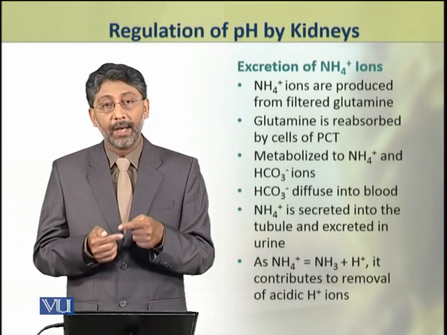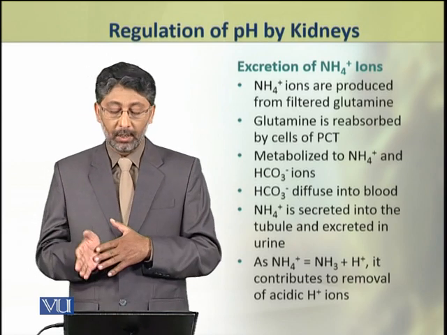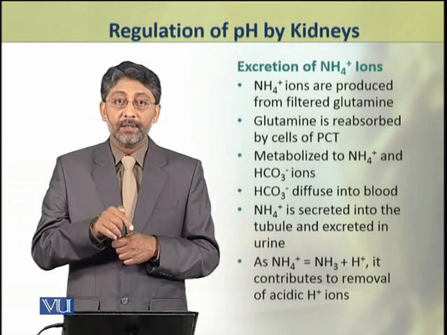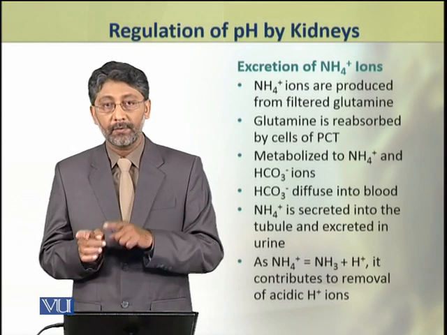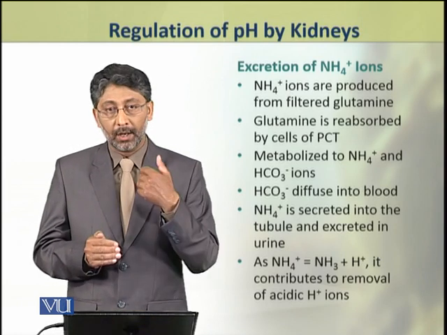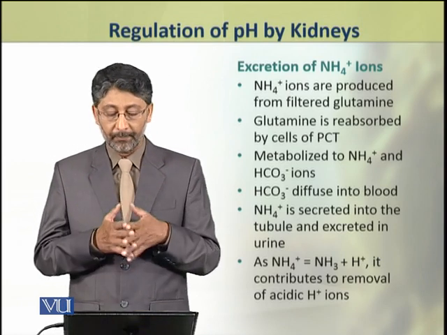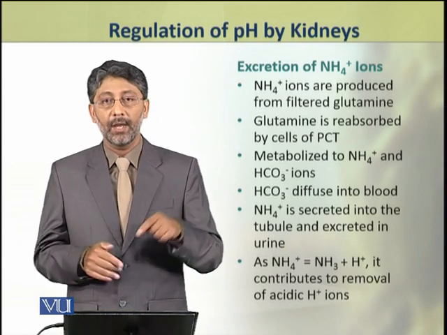This glutamine is reabsorbed by the cells of the proximal convoluted tubule. In these cells, glutamine is metabolized to ammonium ions and bicarbonate ions. Bicarbonate ions are diffused into the blood, whereas the ammonium ions are secreted into the tubule and excreted in the urine.